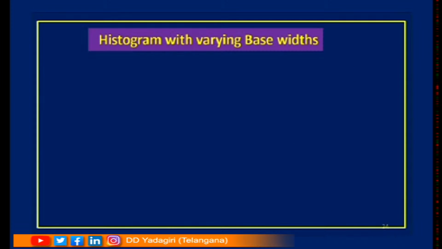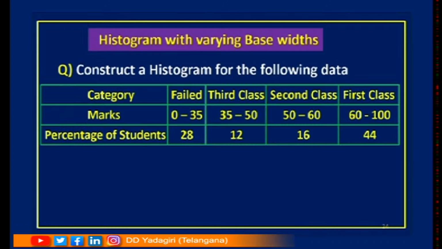Histogram with varying base widths. Children, here I am considering a histogram which has different classes, or we can say the sizes of the classes are different. Children, you can understand here: 0 to 35 marks failed, 35 to 50 marks third class, 50 to 60 marks second class, 60 to 100 first class. Here the size is 35, here it is 15, here it is 10, here it is 40. Are you finding the same sizes here? No. So, we call them varying base widths.